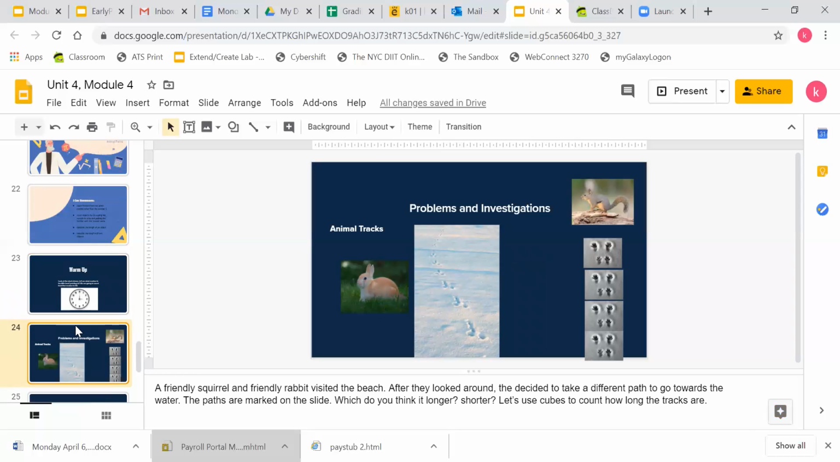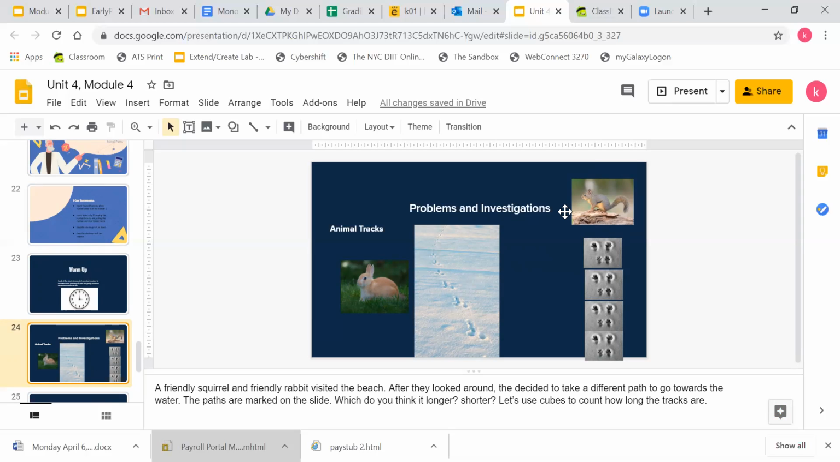So I have two animals here. And I have one animal that I love very much. His name is Mr. Bunny. And I have the other animal over here, Mr. Squirrel. Okay? And when they walk on the sand or when they walk in the snow, they make what's called animal tracks. All right? So we're going to actually talk a lot about animal tracks today, and we're going to try and figure out something.